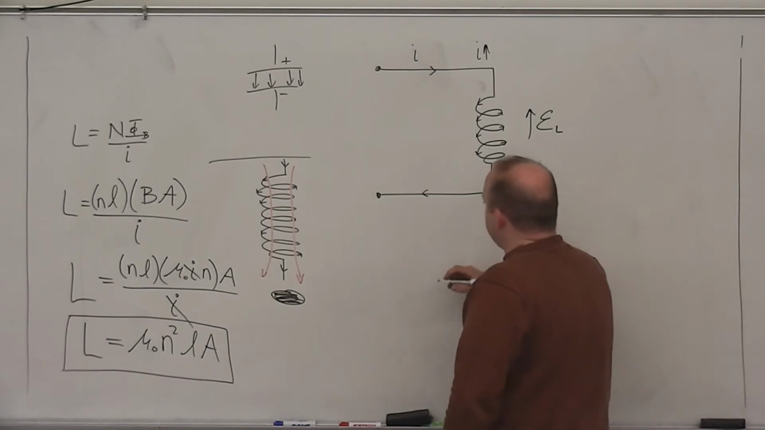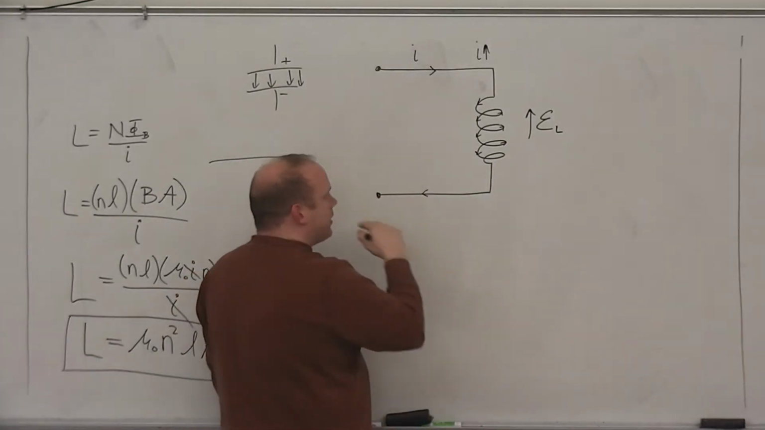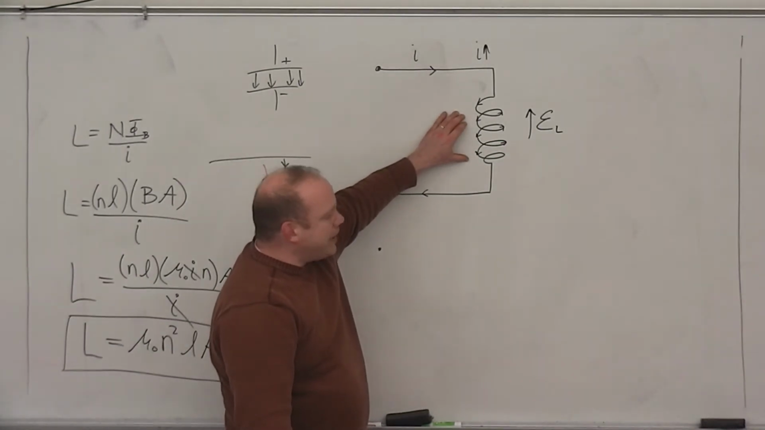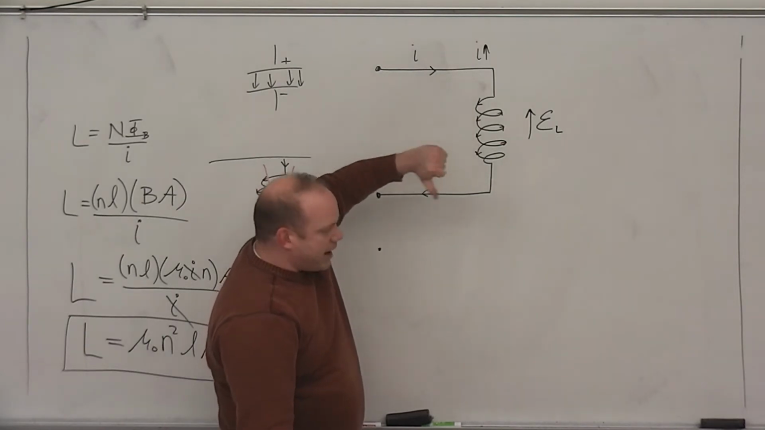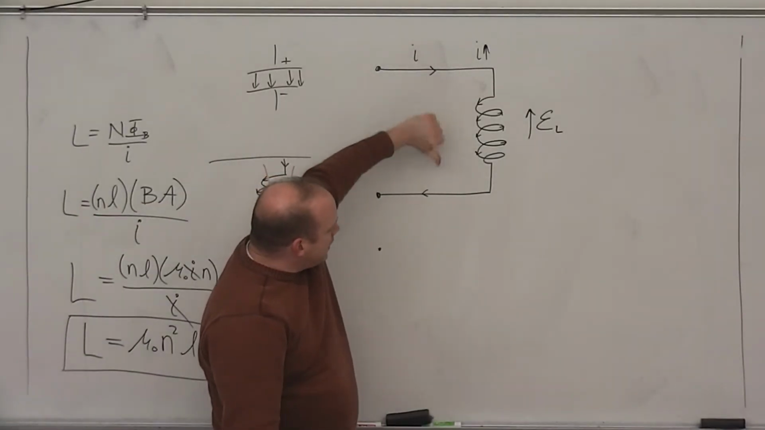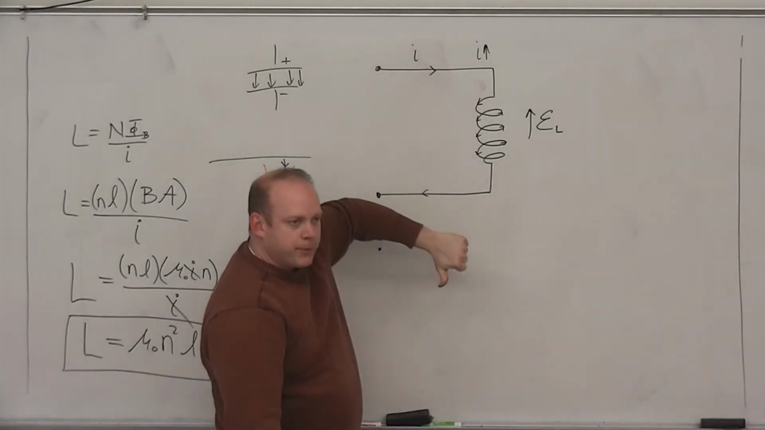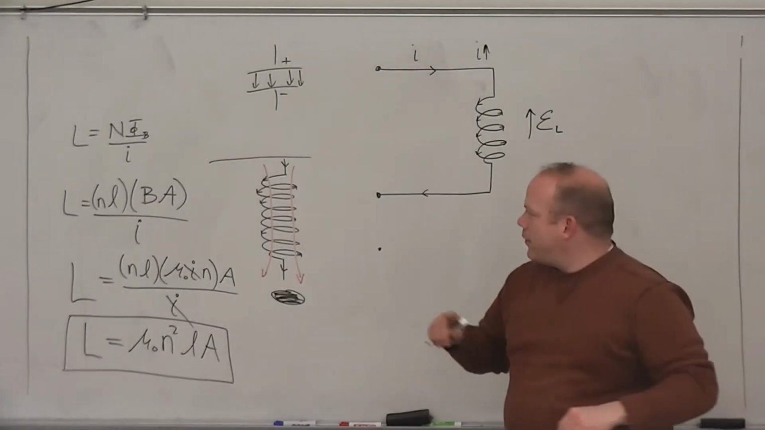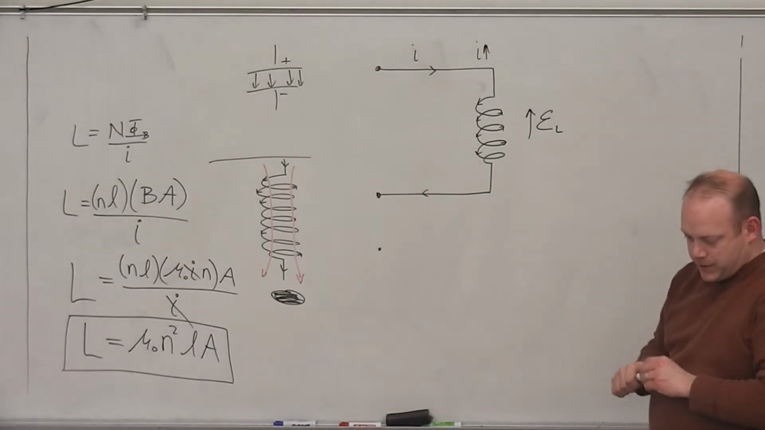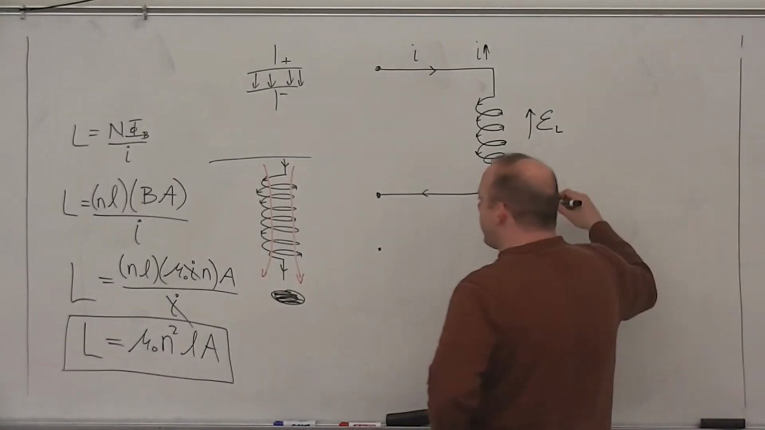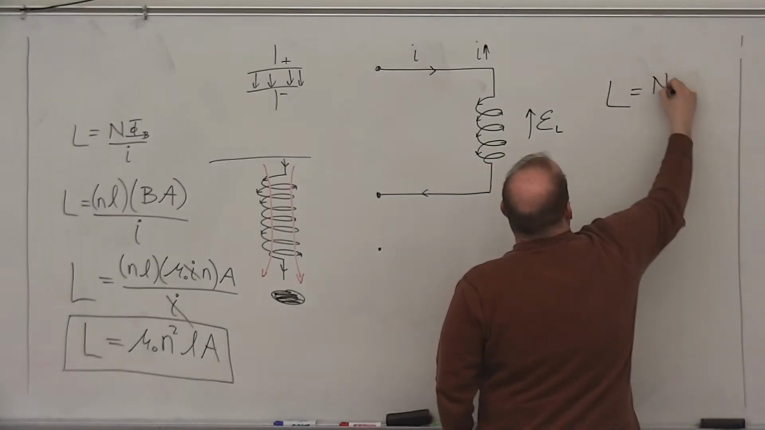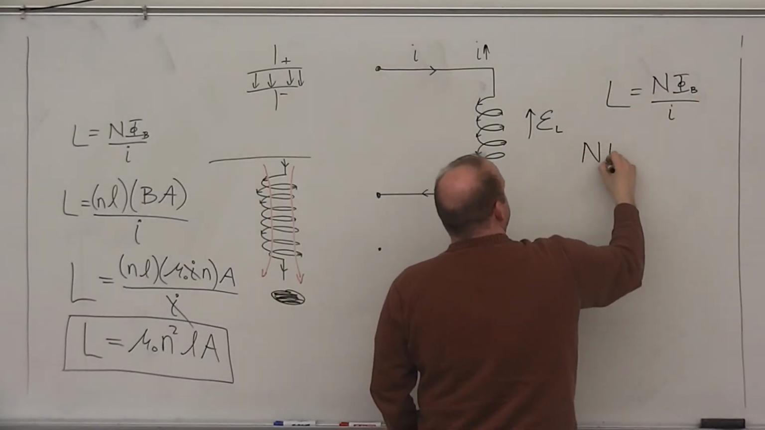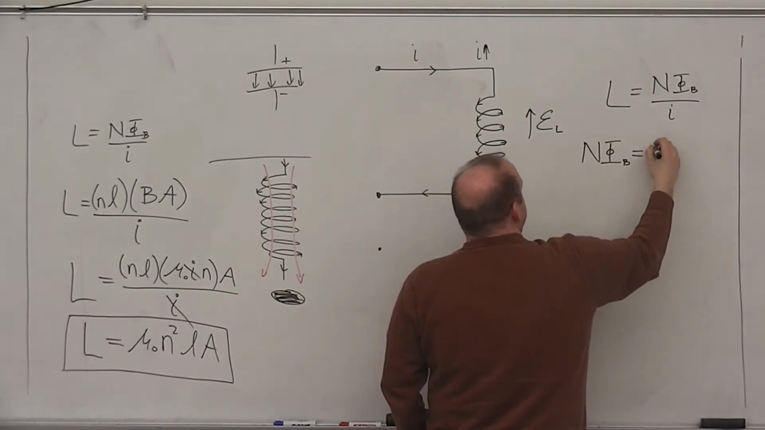Same is true if I have now I decreasing, and you guys can look in your book at this. If I is decreasing, now the magnetic field inside here is getting weaker. In order to compensate for that, additional current tries to make up for it, and you get an induced voltage that points down. So now, putting this together, where I have L is equal to N phi B over I, and I just rearrange to N phi B equals L i.